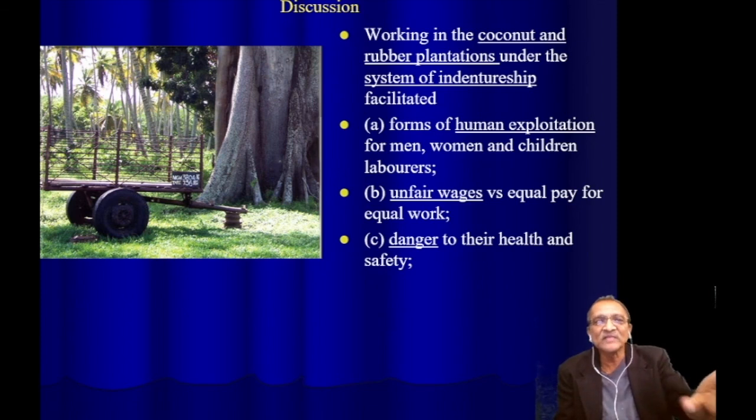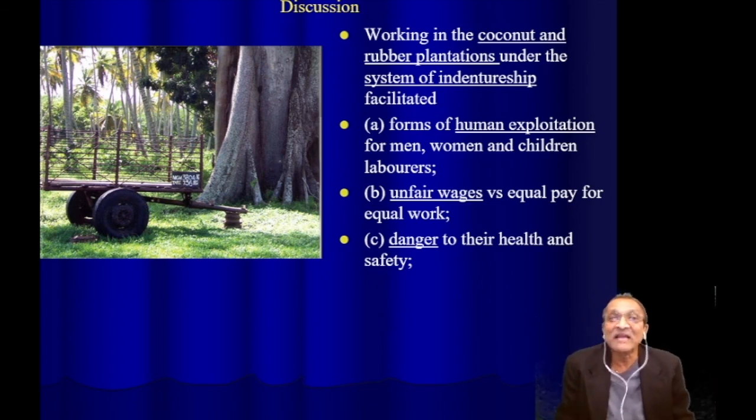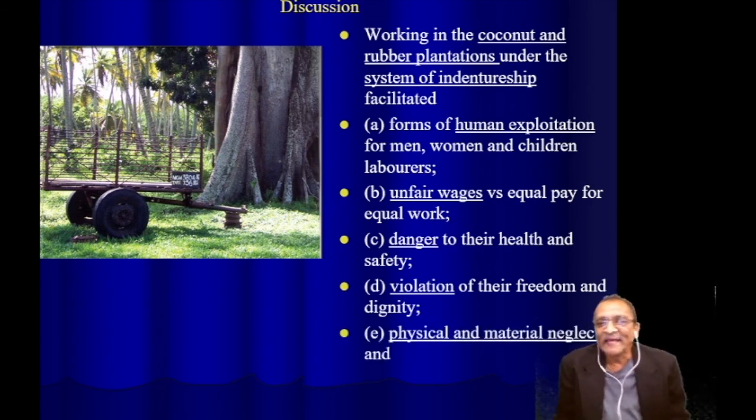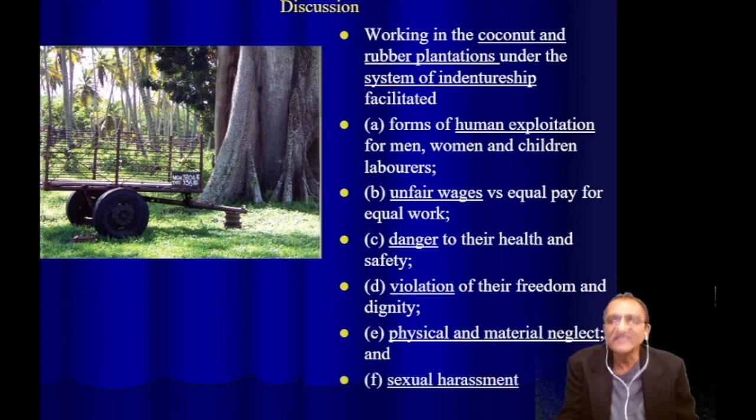If you look at the coconut trees in the background there, workers had to climb these coconut trees without any kind of protective gear. So if you fall and you endanger yourself, that's your problem. No insurance in those days, nobody to take care of your family and all that. And so they were really exploited, robbed of their freedom and dignity. And the physical and material neglect, the barracks and so on, were really uninhabitable. They had to live there. Sexual harassment, which we know.